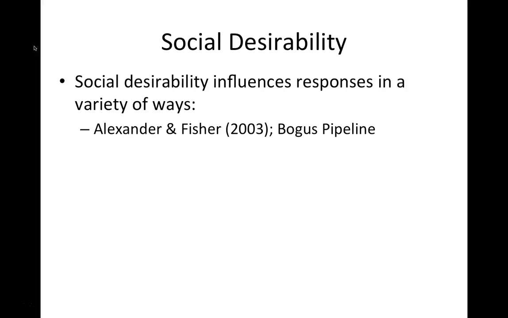Social desirability obviously influences people's responses in a variety of ways. There is a great study by Alexander and Fisher where they use a bogus pipeline methodology wherein they ask people about their number of sexual partners. And they do this when they have people hooked up to what they tell them is a lie detector. And what they find is, generally, when we ask men and women about the number of sexual partners they've had in their lifetime, we see gender differences such that men report more partners than women do.